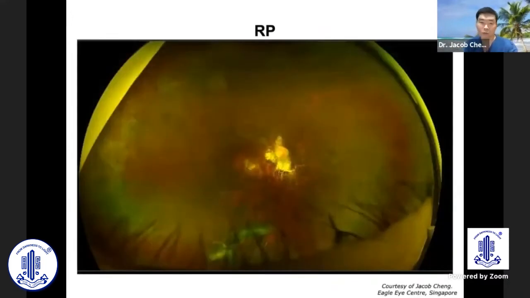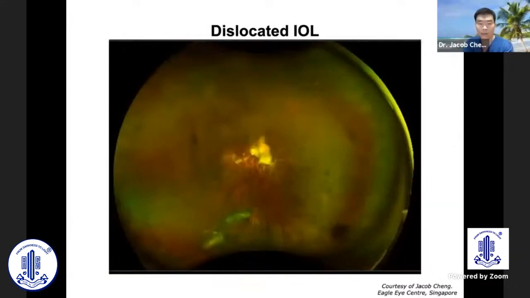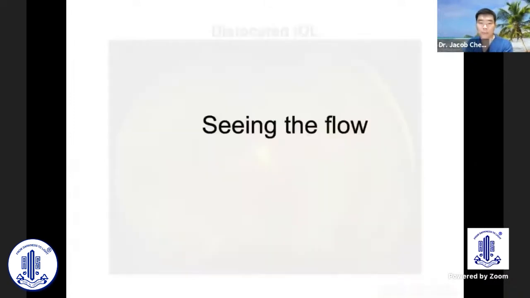Again, as the earlier speaker has mentioned, a patient with RP, or retinitis pigmentosa, probably has weak zonules. And here we can see the image of the periphery of a dislocated lens, with the RP picture and a dislocated lens in one picture. How about seeing the flow finally?